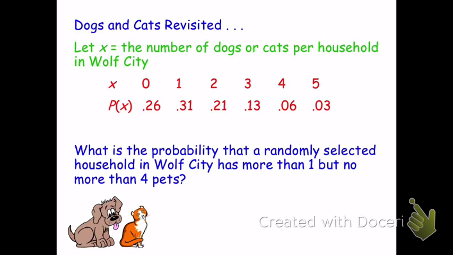What is the probability that a randomly selected household has more than 1, but no more than 4? So what numbers do those include? Greater than 1, less than or equal to 4. Good. Greater than 1, less than or equal to 4. So it's going to include 2, 3, and 4. Not include 1 because it says more than 1.